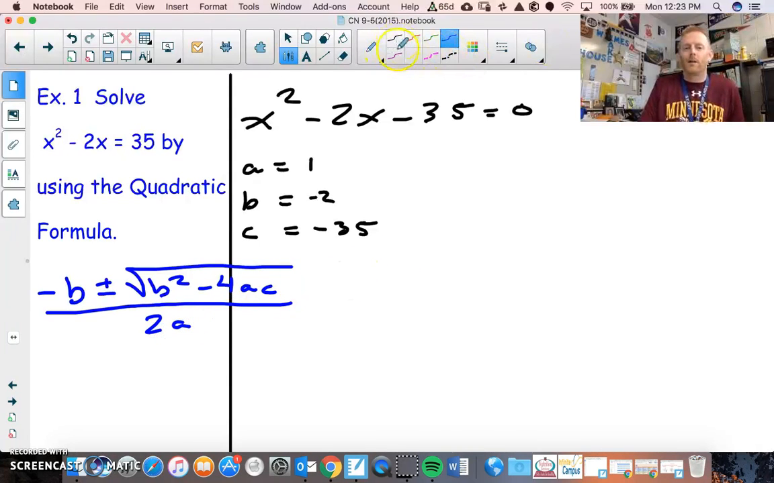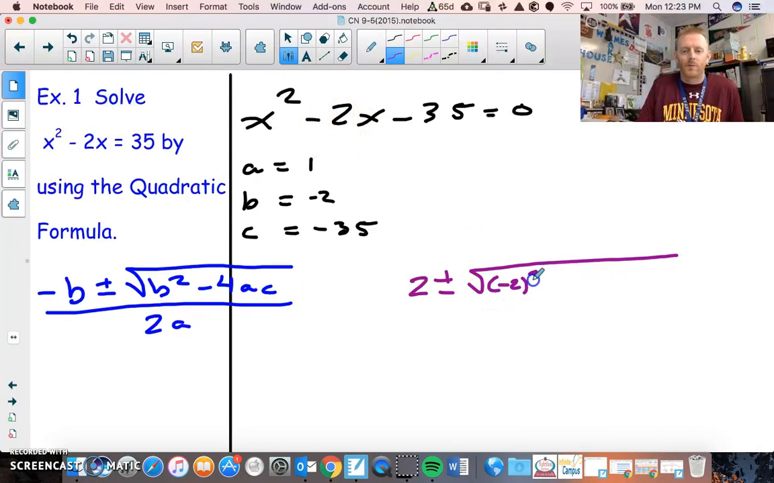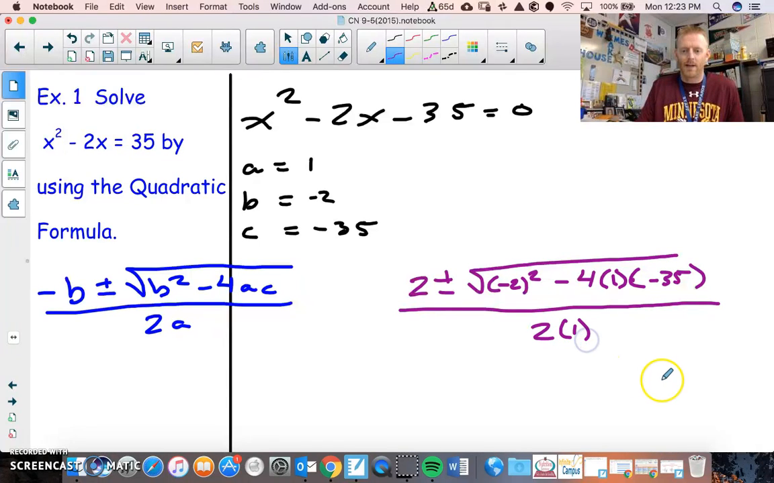So we're just going to plug the numbers into the formula. I wrote down what a, b, and c were. We just got to plug them in. So the opposite of b would be a positive 2 plus or minus the square root of b squared, which is negative 2 squared, minus 4 times the a of 1 times the c of negative 35, and then that whole thing is going to be over 2 times the a, which is 1.